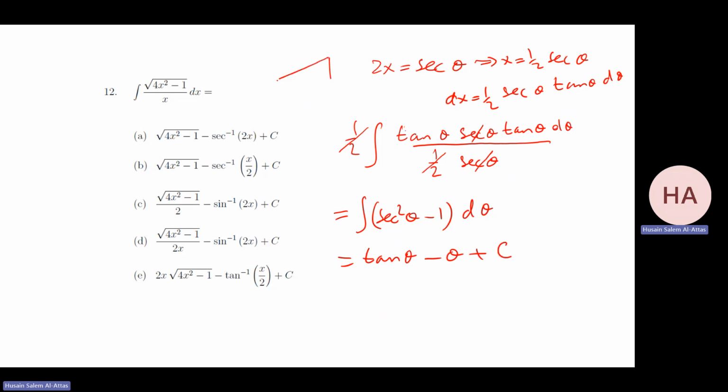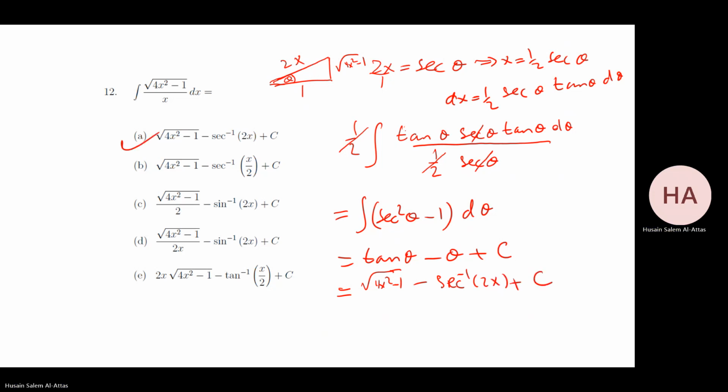Now let me do the triangle. I have secant is 2x. This is theta, so 2x over 1. This is 2x, this is 1, the adjacent, and this one is square root of 4x squared minus 1. What do I need? Tan, which is the opposite over the adjacent, which is 1. Theta is what? Secant inverse of 2x plus c, which is this one.